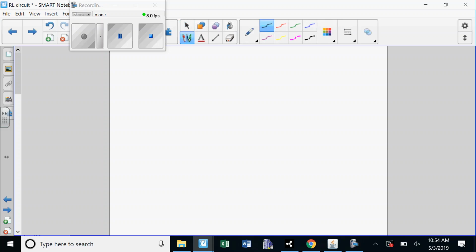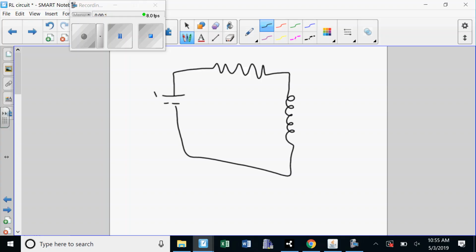Okay, so we're going to go ahead and do the RL circuit, which is a series circuit with a battery and an inductor. So we've got a battery, minus, plus, a resistor, and an inductor with the symbol L and the units of a Henry. Okay, so what we want to do is set up the differential equation using a Kirchhoff loop rule.